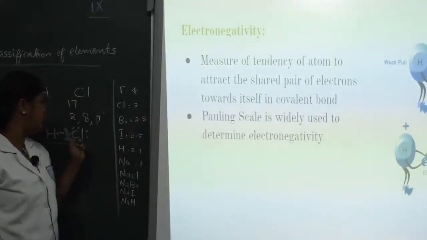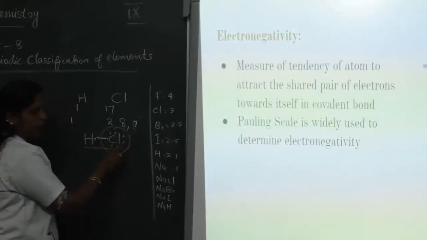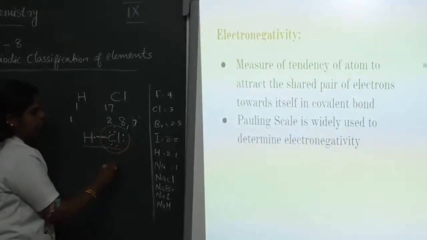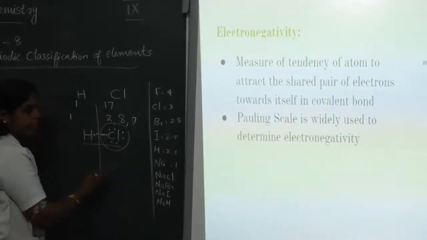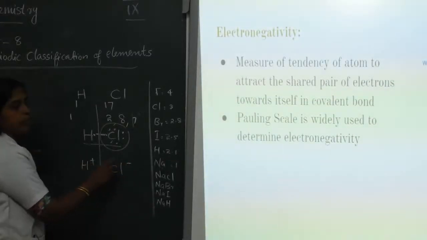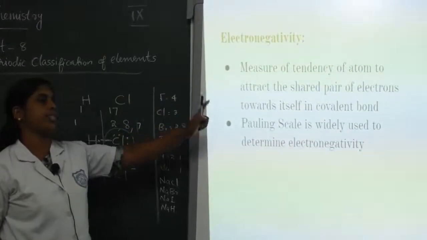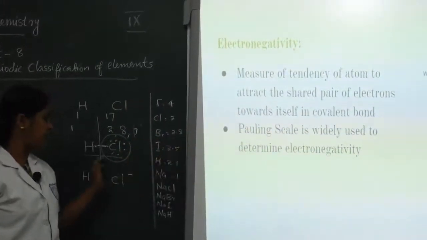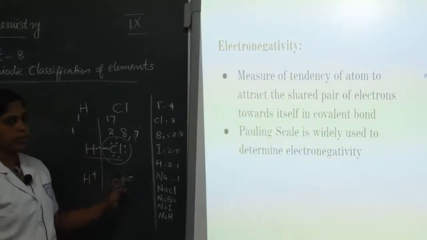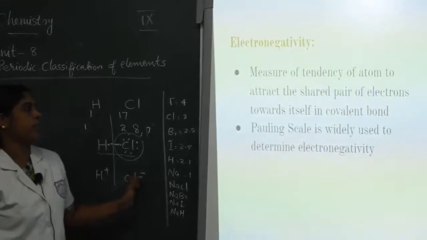But here there is more affinity for chlorine. Chlorine can attract electrons more easily. So if we split HCl in solution, it forms H plus and Cl minus. Why is Cl minus forming? Chlorine has more electronegativity, so it has more tendency to attract the electrons towards itself. So chlorine forms Cl minus.